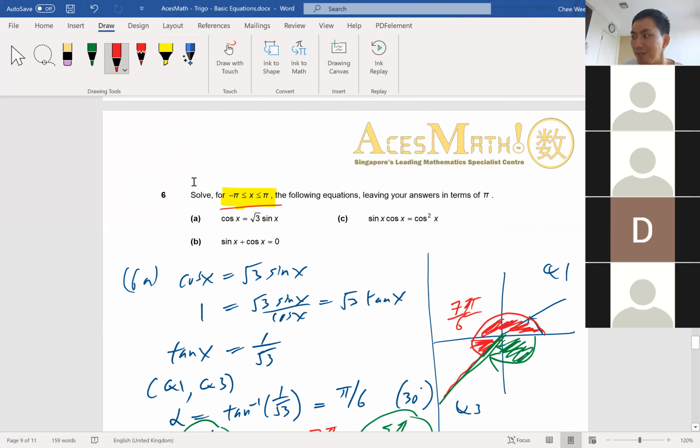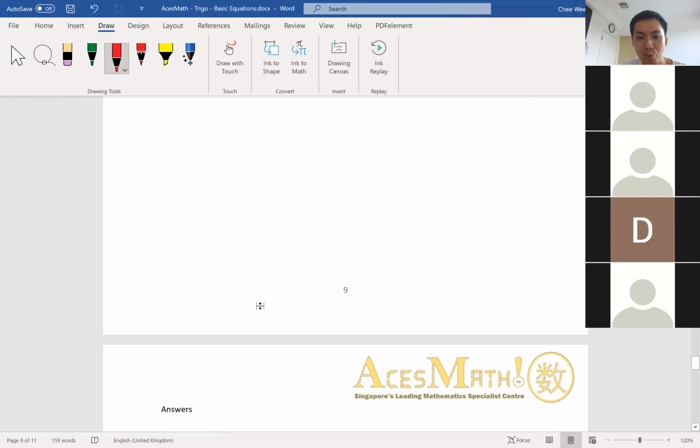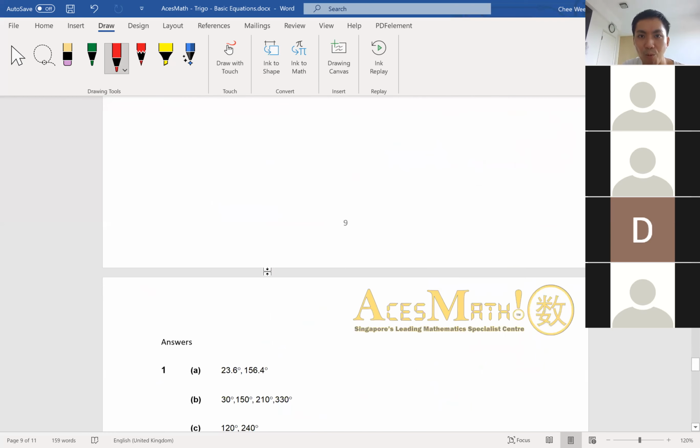No. Because I have sin x on the other side. If I have cosine x on the other side, then I cannot do the division like this. Get it? I'm just shifting on one side. I'm not doing cancellation. It's not the same thing. Okay. So any undone questions here, you will finish it as your homework.